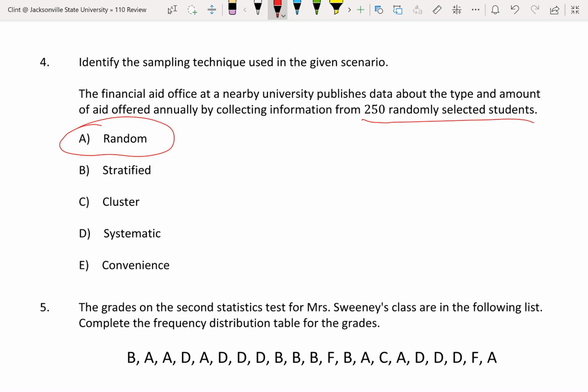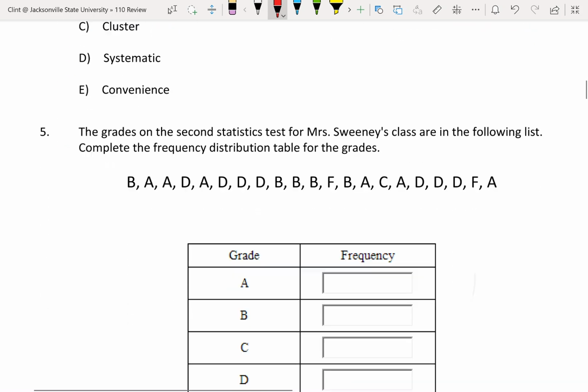Systematic would be like if we picked every 5th student. Maybe we just have some kind of rule, some kind of system. Convenience is when it's easy, so we surveyed students walking down the hallway by the financial aid office. That would be convenience sampling. That one was just simple random. Questions on that one? No takers? Okay.